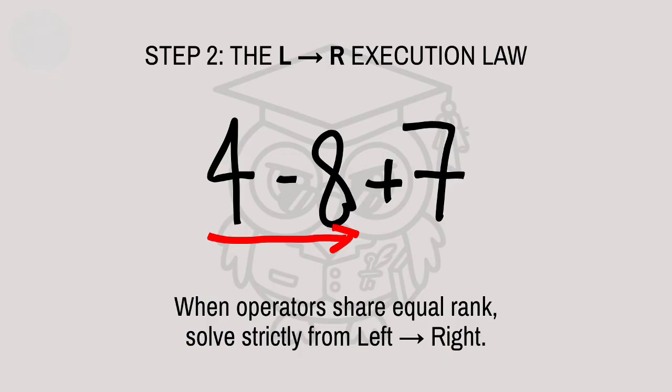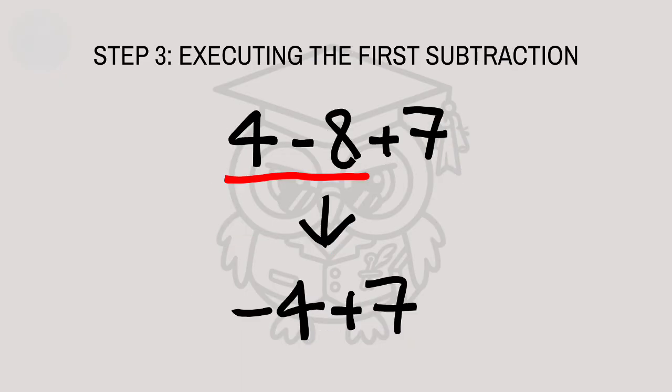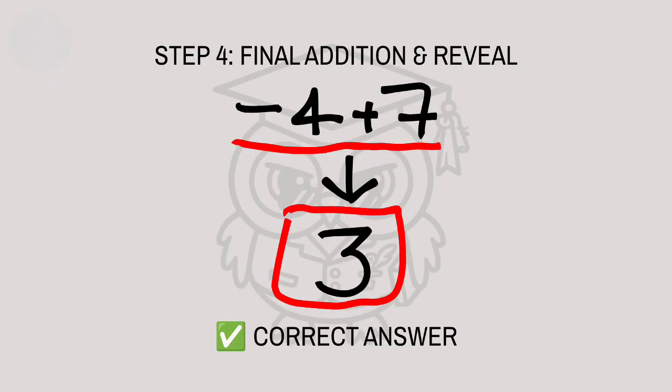The next step is to evaluate the subtraction on the left, 4 minus 8. Perform the subtraction step on the left. Subtracting 8 from 4 results in negative 4. This leaves one final addition step, negative 4 plus 7. Perform the final addition step to complete the problem. Adding 7 to negative 4 gives us 3.